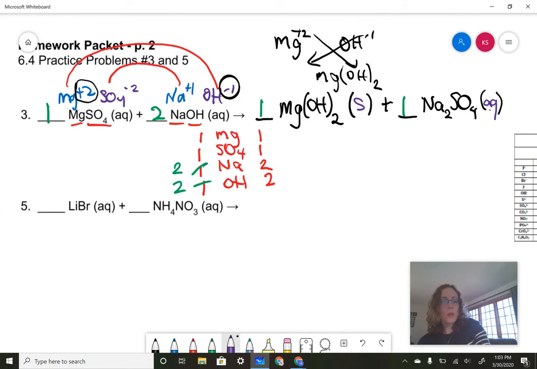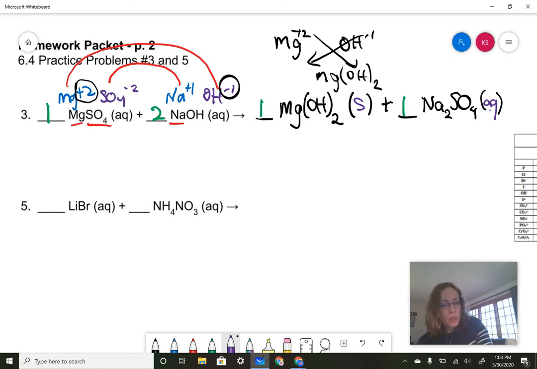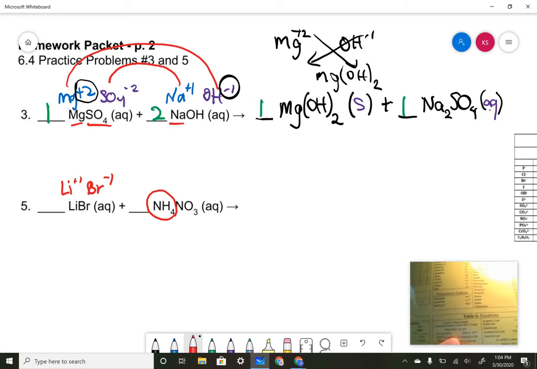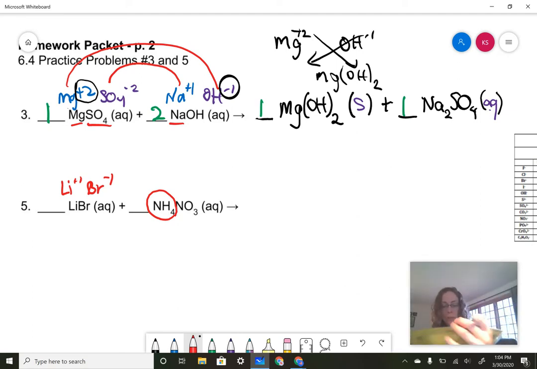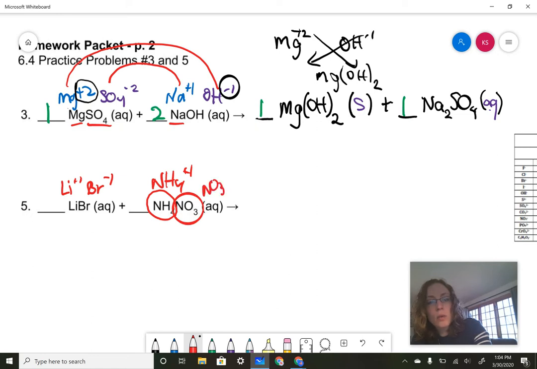Let's try the next one down here, number 5. Right, I'm going to erase this just so I have some more space. All right, I'm going to go through my steps again. Lithium, based on my periodic table, +1. Bromine, -1. Now this you might not be super familiar with, but this is ammonium. That is a polyatomic cation. You can find it right there on the back of your periodic table, and it has a +1 charge. So NH4 +1, and this is nitrate. Nitrate is NO3 -1. So those are both on the back of the periodic table.